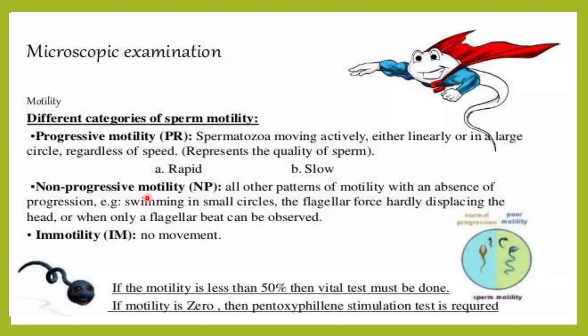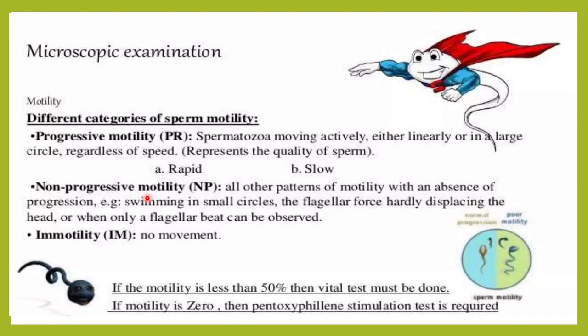These sperms are not progressing. They are not moving in a linear fashion or in large circles. Their tail might be moving or their head might be moving, but it is displaced by only around 5 micrometers. Those are the non-progressive sperms. And then there are a few sperms which may be immotile. They are not moving at all. So this is called immotile sperms.